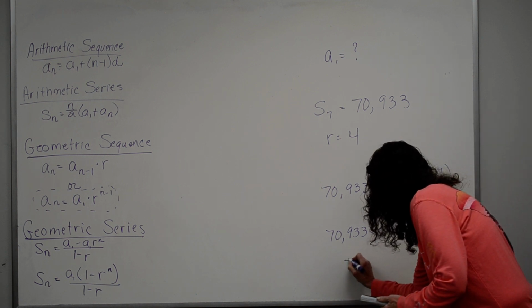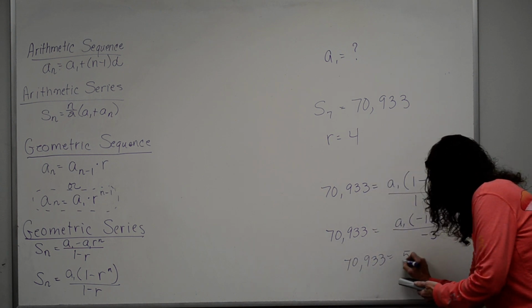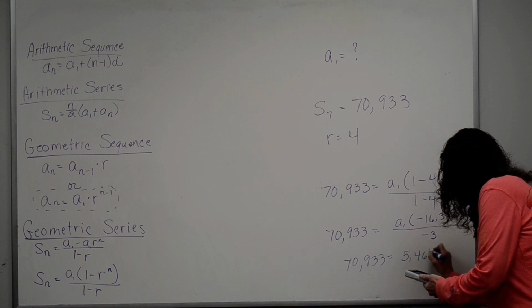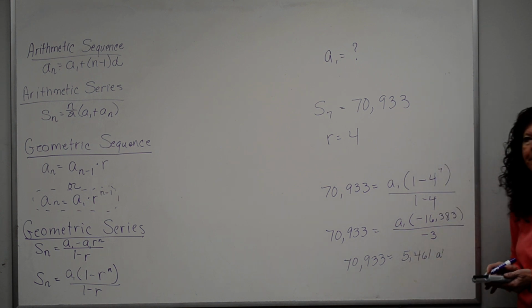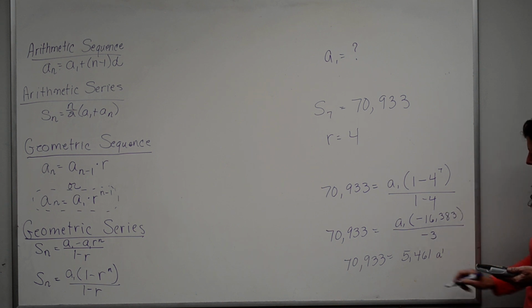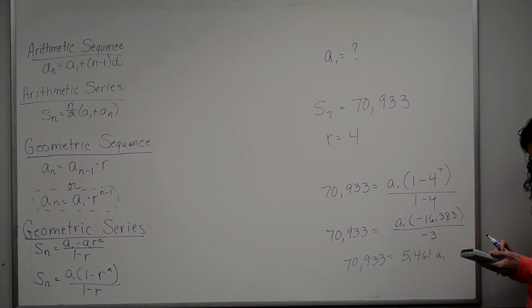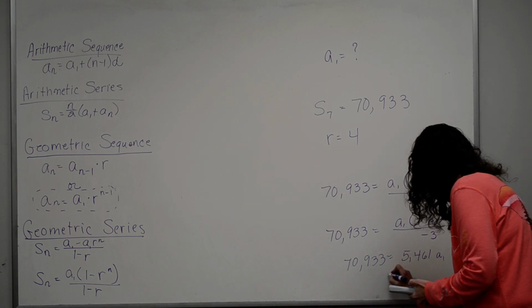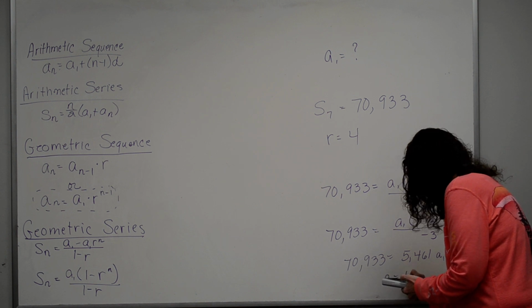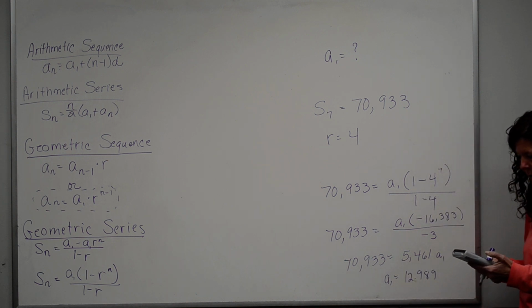If I want to reduce that down, I've got that divided by negative 3, so I can write this as 70,933 equals 5,461 times a sub 1. All I did was take that and divide it by that. Now how am I going to solve for a sub 1? Divide. So I have 70,933 divided by 5,461, and I'm going to get a sub 1 is equal to 12.989.